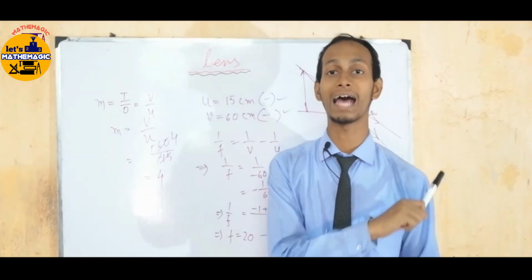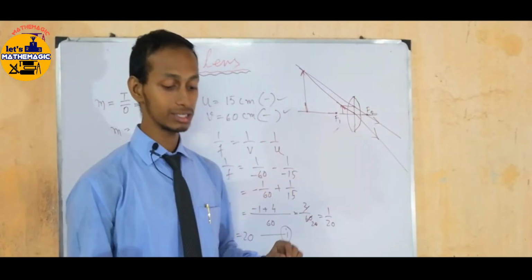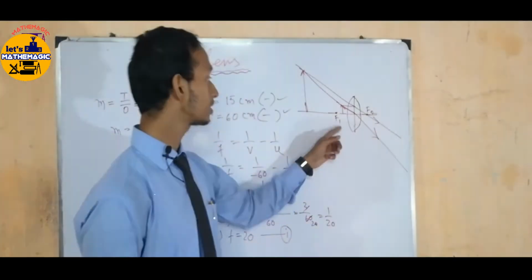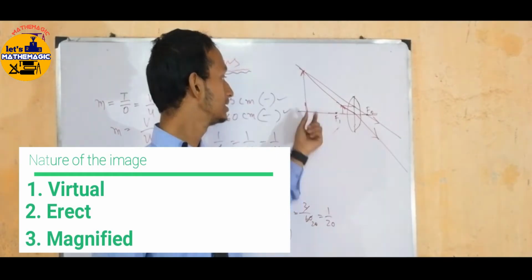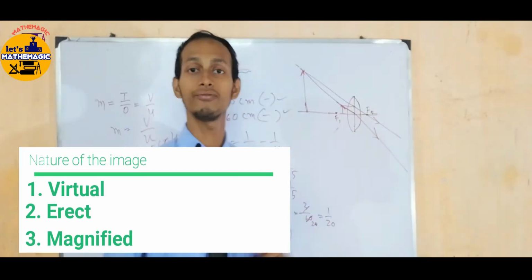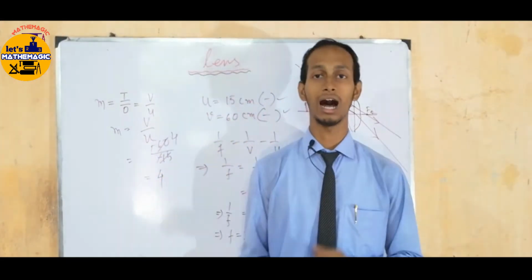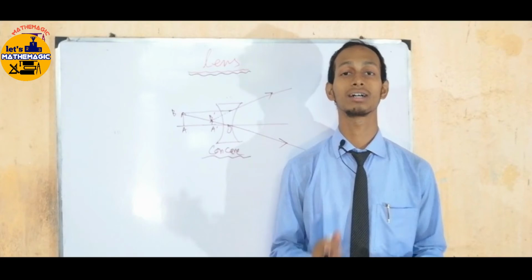And if you just look at the diagram, you can easily answer question number 3, that is, what is the nature of the image. The nature of the image will obviously be a virtual image, and the image is erect and the image is magnified. So we got the answer of the question. So till now we have majorly discussed the convex lens.